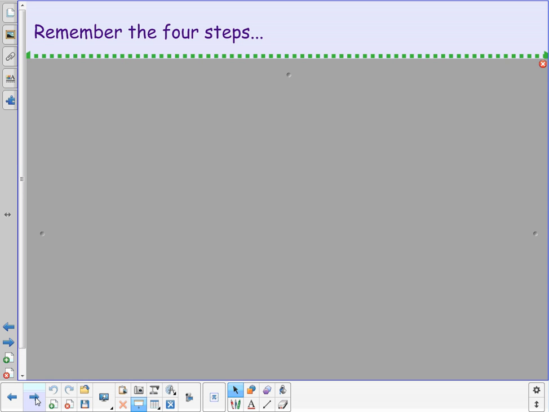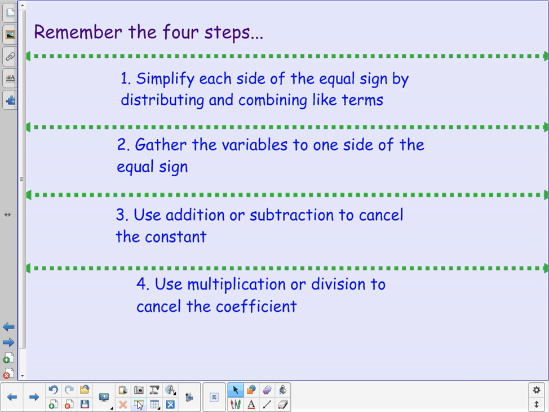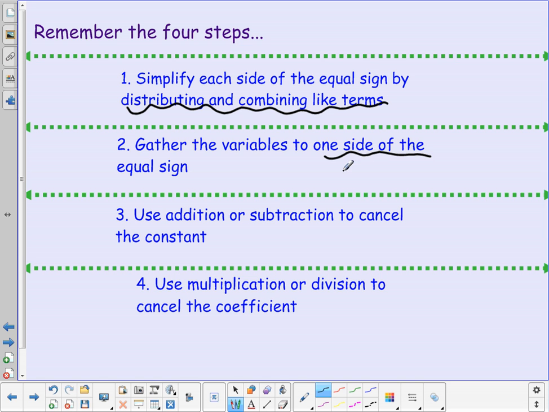Yesterday, we talked about equations. Today, we're going to talk about inequalities. So, just a reminder from yesterday, these were the 4 steps that we used in order to solve equations. The first one was to simplify each side of the equal sign by distributing and combining like terms. The second one was to gather variables to one side of the equal sign. The next step, we used addition or subtraction to cancel the constant. And the last one, we used multiplication or division to cancel the coefficient.